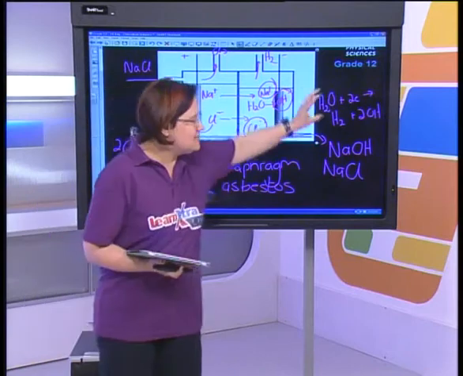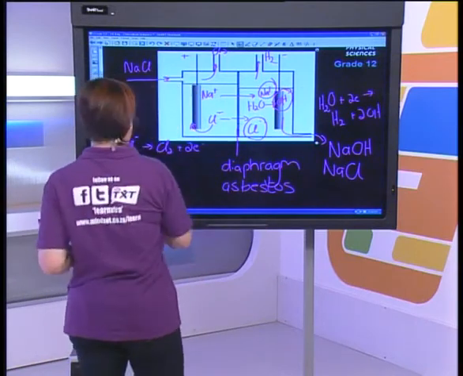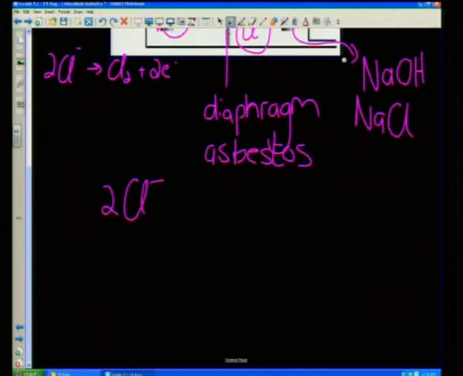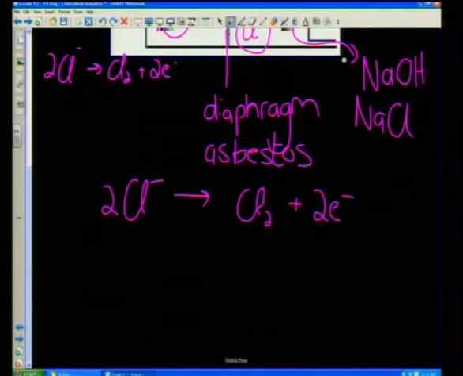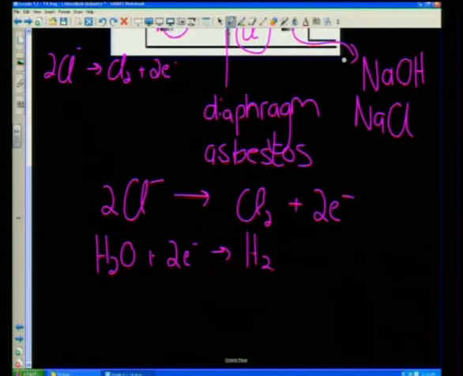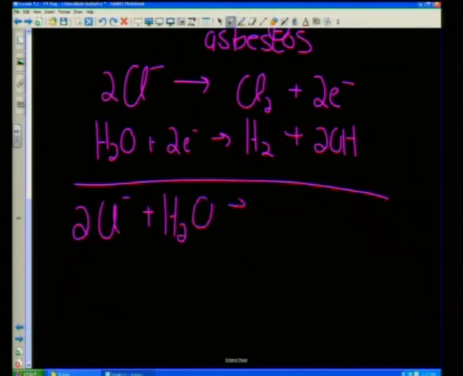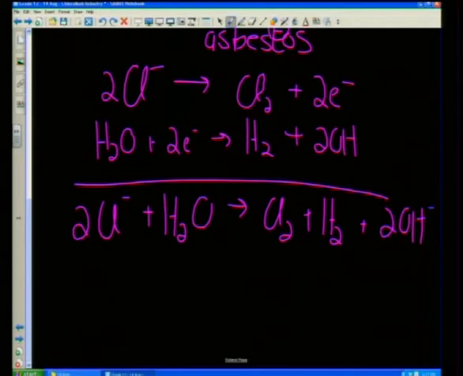But what I do need you to see here is that the basic chemistry is the same. So when we look at the overall reaction, we had the chlorine. Let's just do it again, just so you can see I'm not lying to you. Plus the two electrons, and we had the hydrogen, well, the water. They then give us, the electrons disappear, so we have 2Cl minus plus H2O gives me Cl2 plus H2 plus 2OH minus. Guys, I need you to see that the basic chemistry is the same.